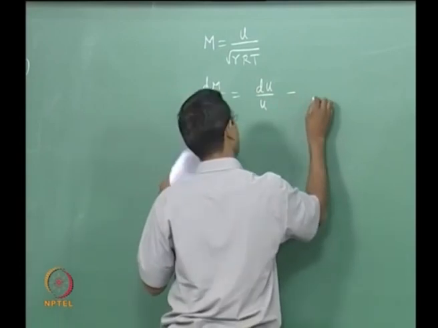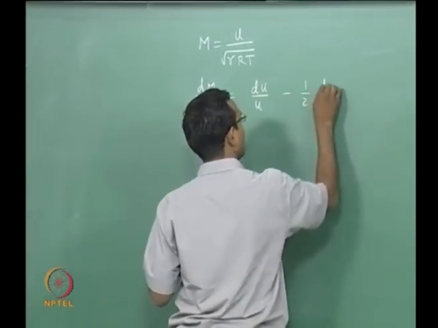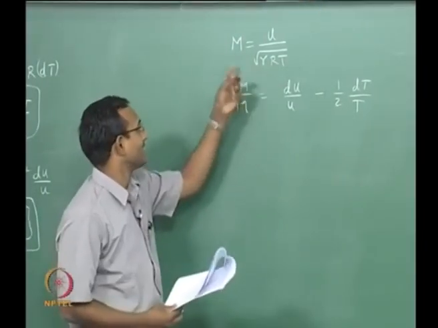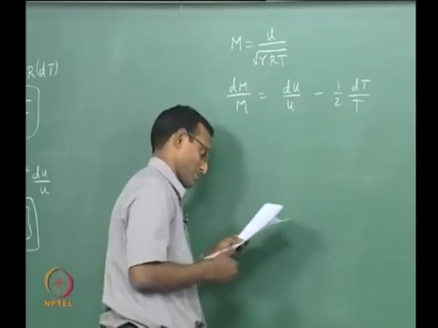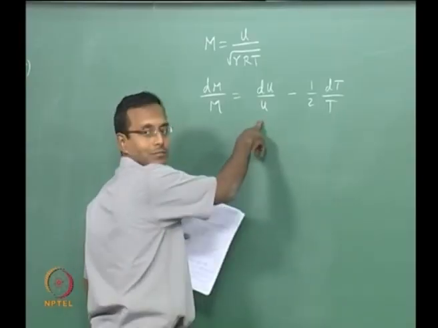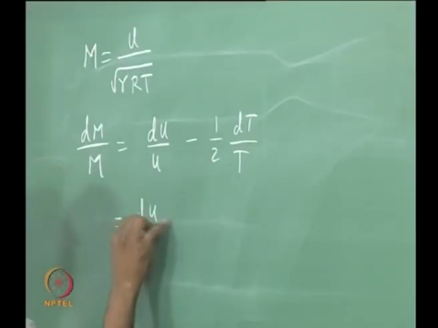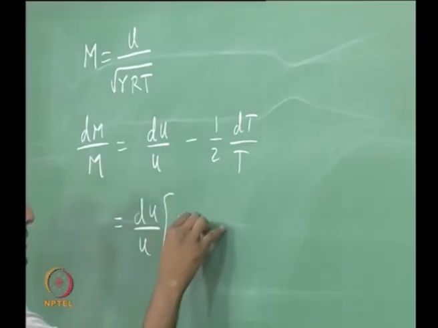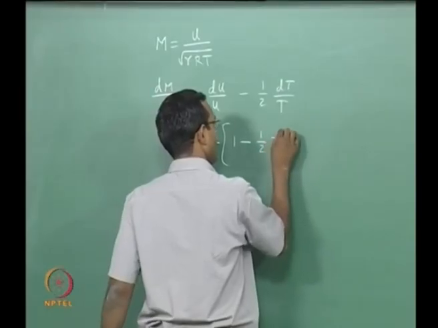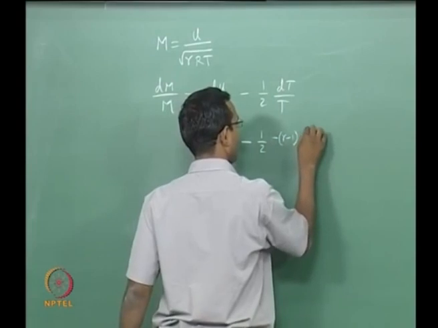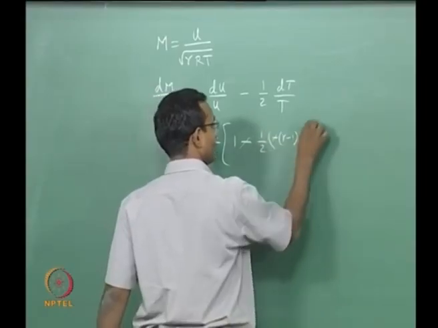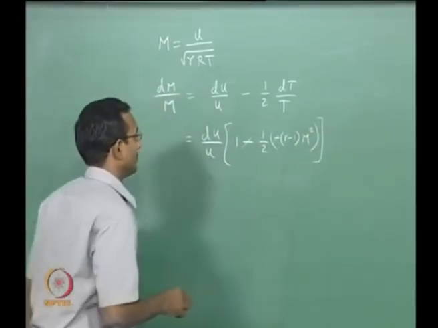Okay. So now I can tell, I will just go a little faster, dM by M equal to du by u minus 1 by 2 dT by T. I am assuming you can do that one more intermediate step, just differentiate this and divide by M, you will get to this particular form. Okay. Now I will substitute my dT by T in terms of du by u here. So I am going to have du by u pulled out common, 1 minus half times dT by T, which will be minus gamma minus 1 M square times du by u. This and this will get cancelled, it will become plus. This is the term I have.